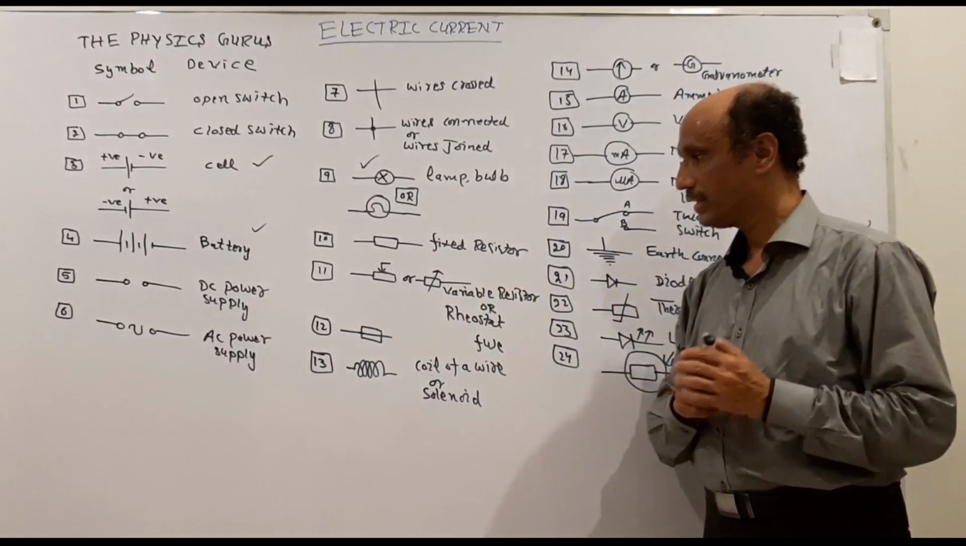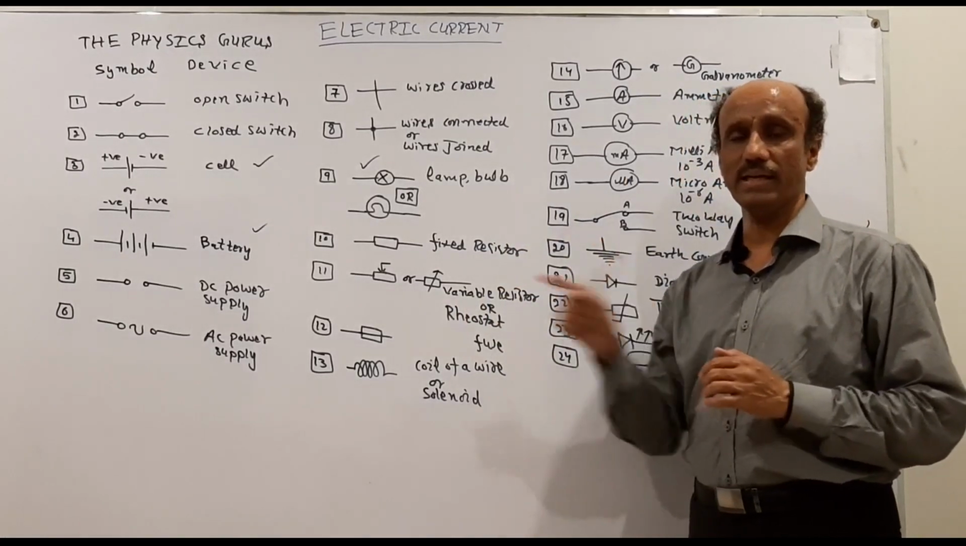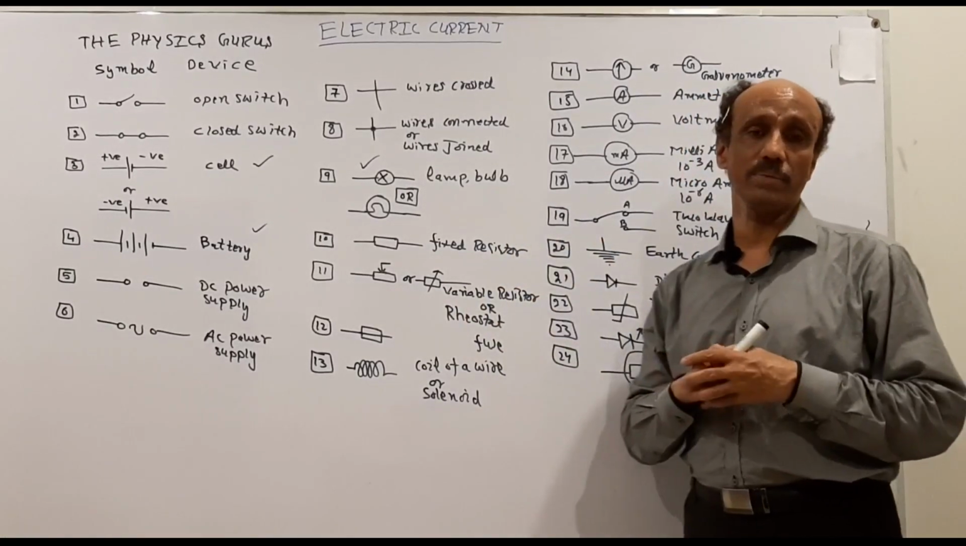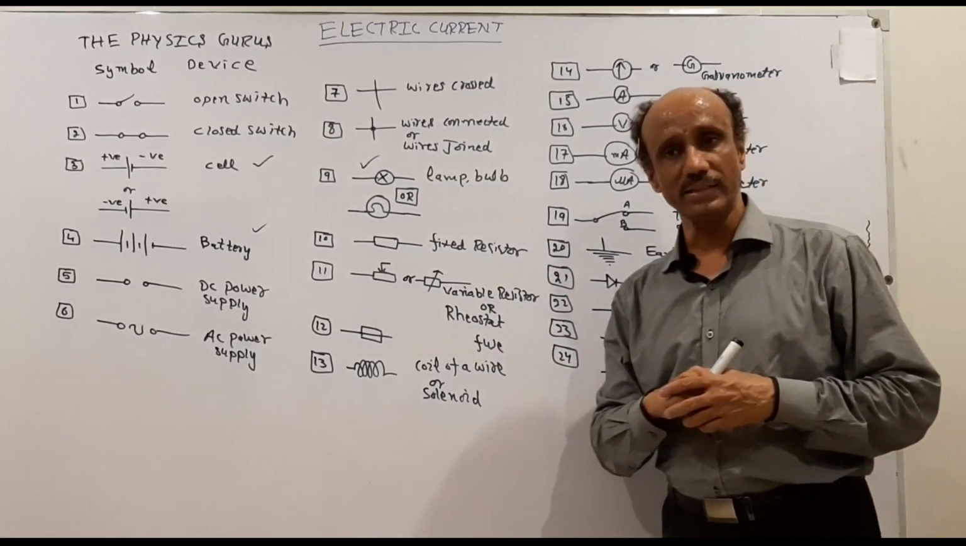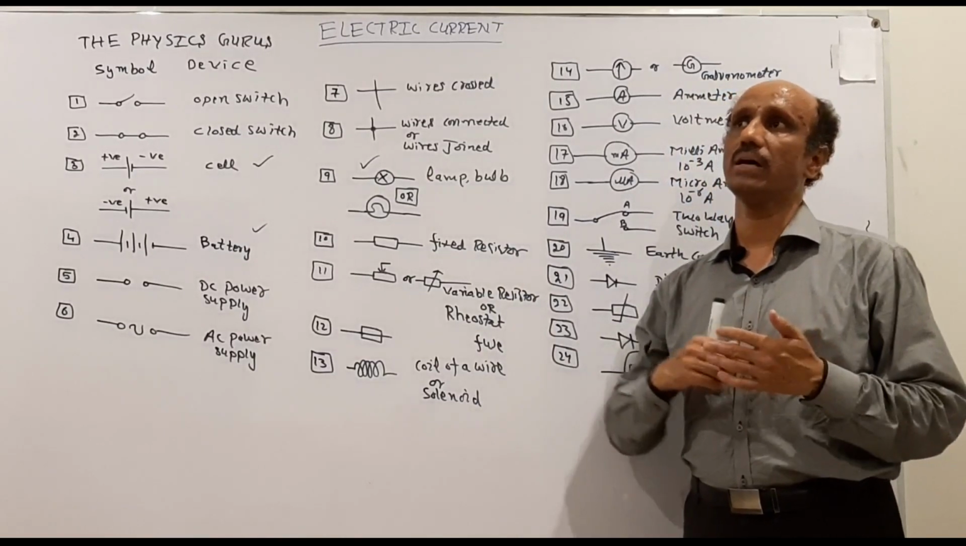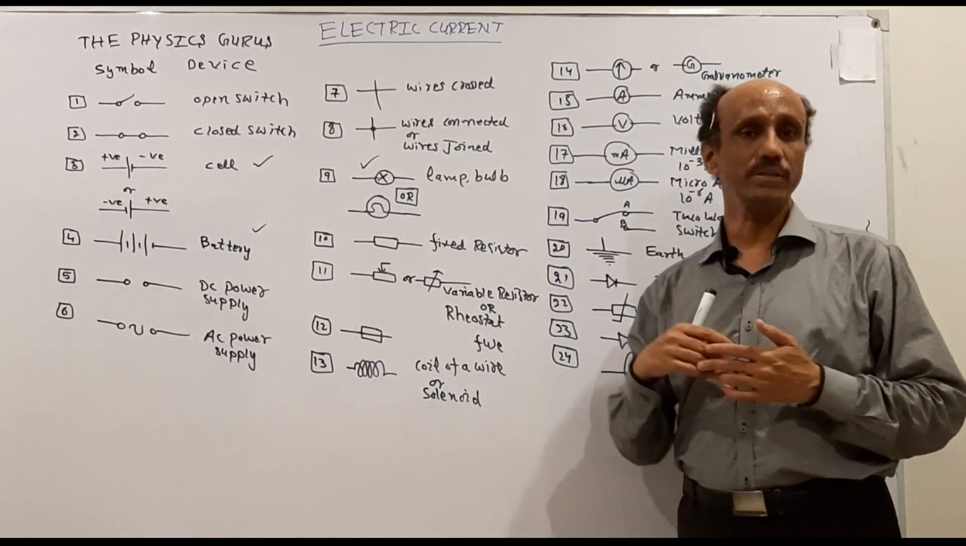Then the fuse. The fuse symbol is a straight line in a rectangular box. The basic purpose of the fuse is to protect your electrical devices from getting more than the limited current.